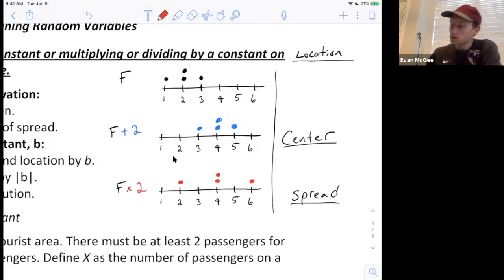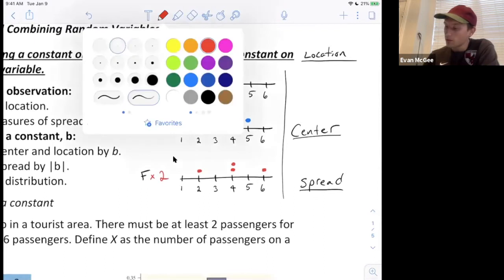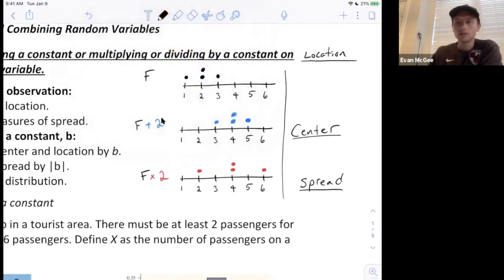So to summarize what we can take away from adding constants, whenever we add constants, measures of center and location change, but measures of spread do not change. When we multiply a distribution or a random variable by a constant or divide, then the measures of location change, the measures of center change, and the measures of spread change. So everything changes when we multiply, except the shape has never changed. You can see it still looks symmetric here. It looks symmetric here. It's just more spread out.